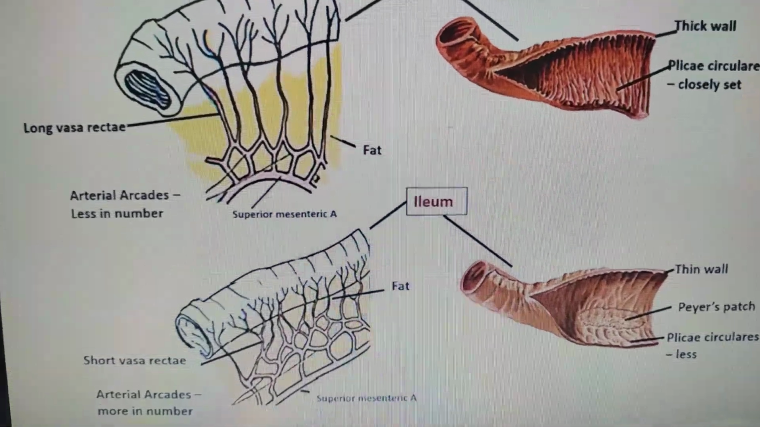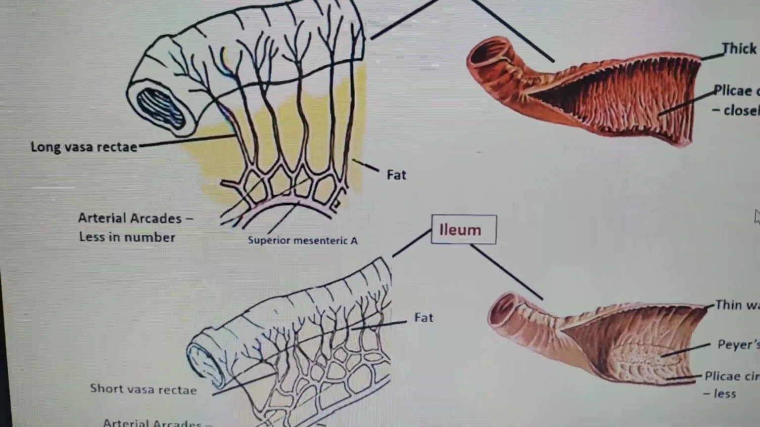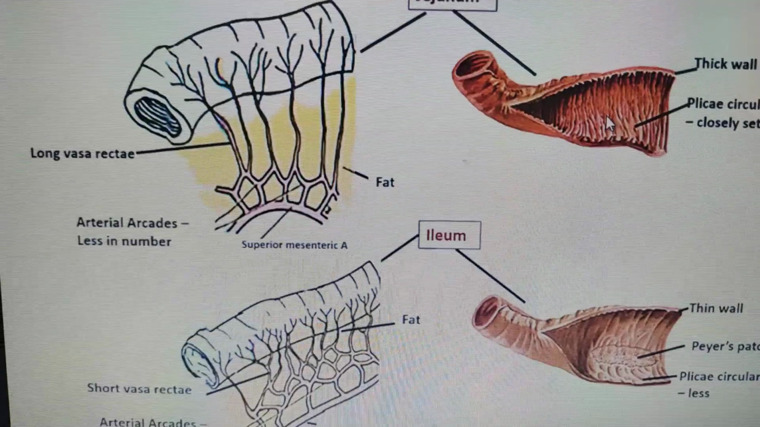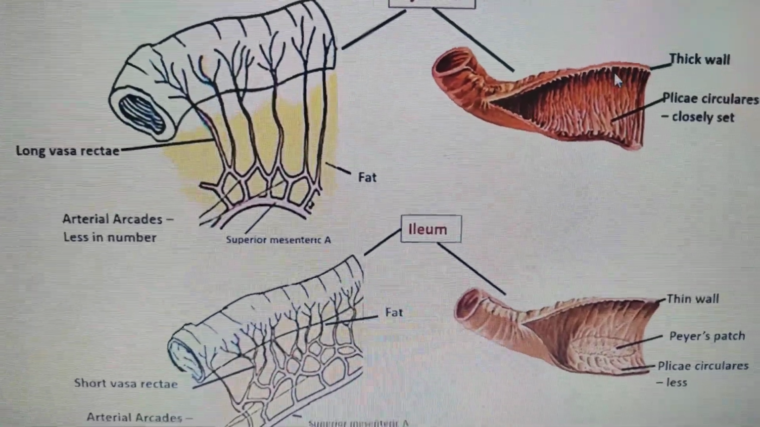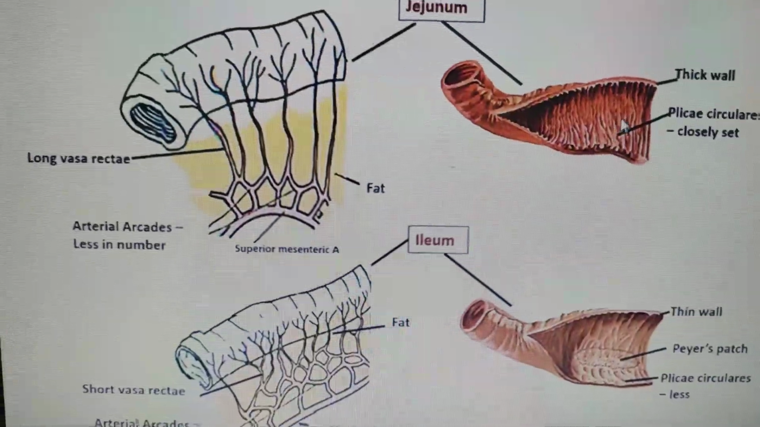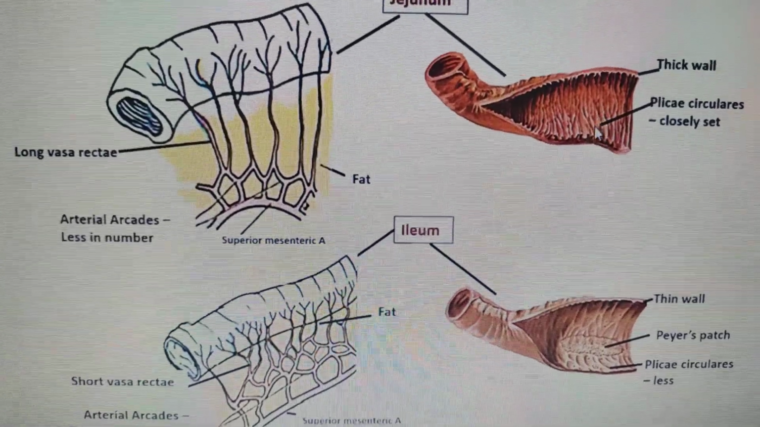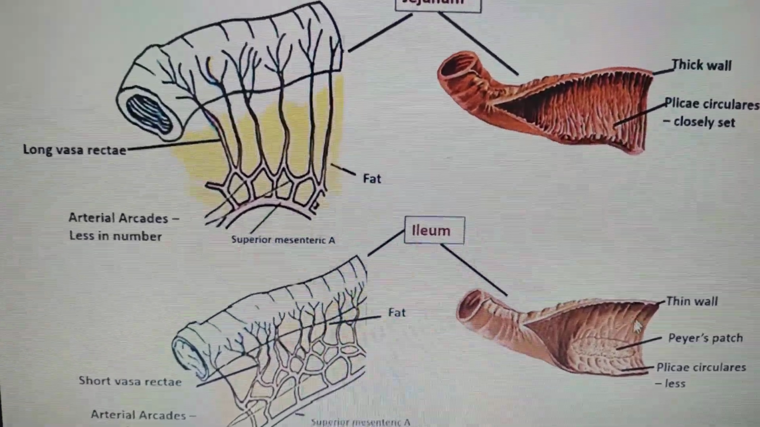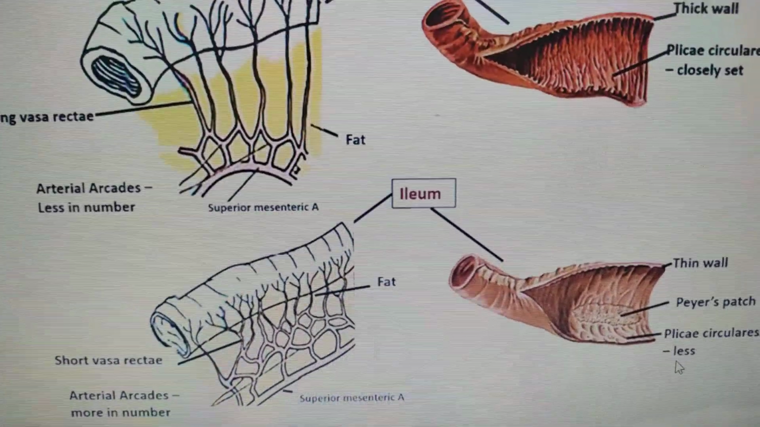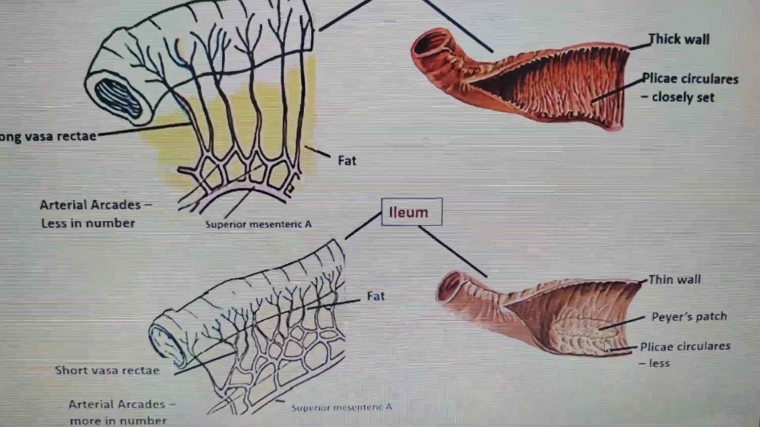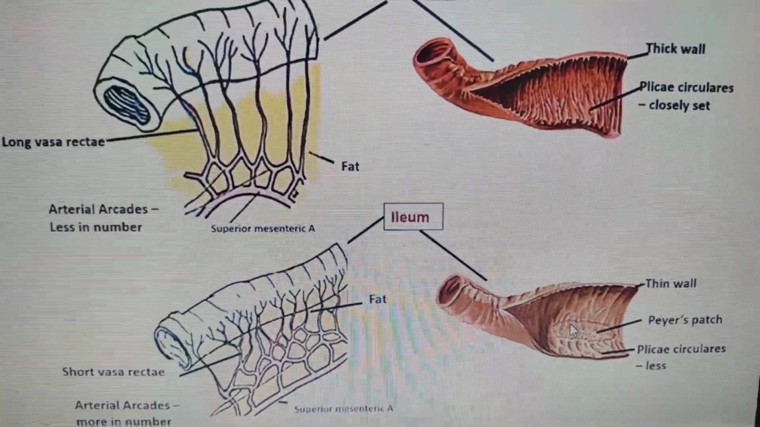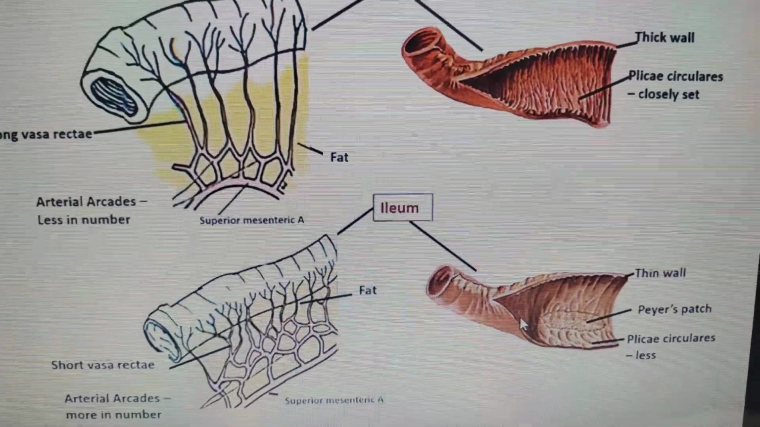Now here you can see this is the portion of the jejunum, in which you can see the thick wall of the jejunum, and the plica circularis are more in number and closely set, while in the ileum the wall is thin and the plica circularis are also less in number and widely spread.